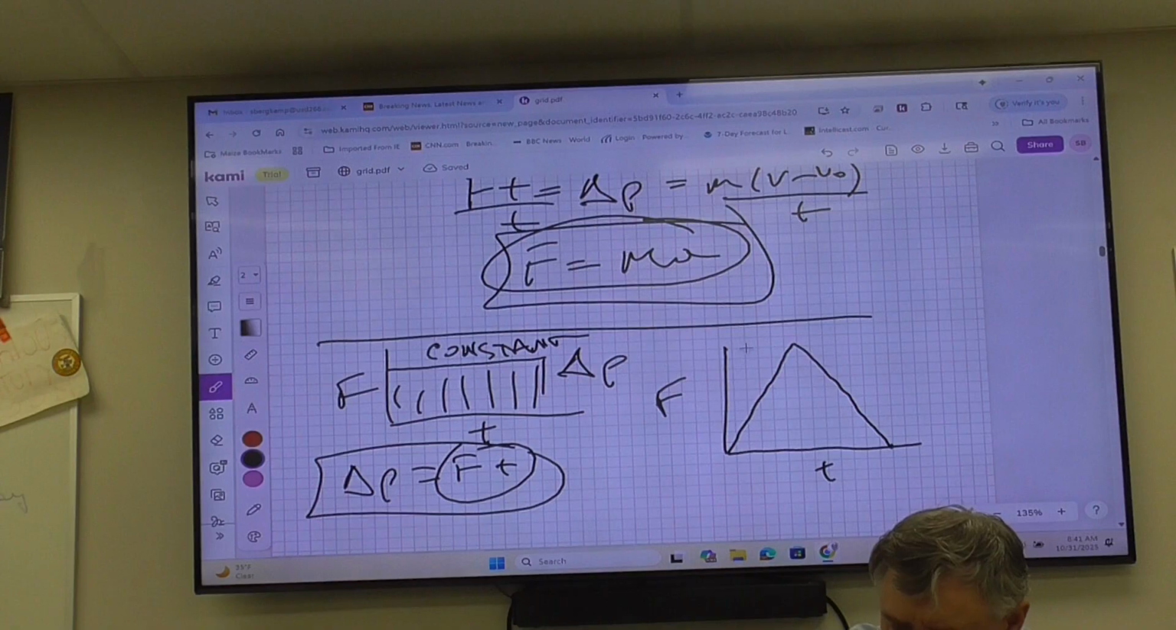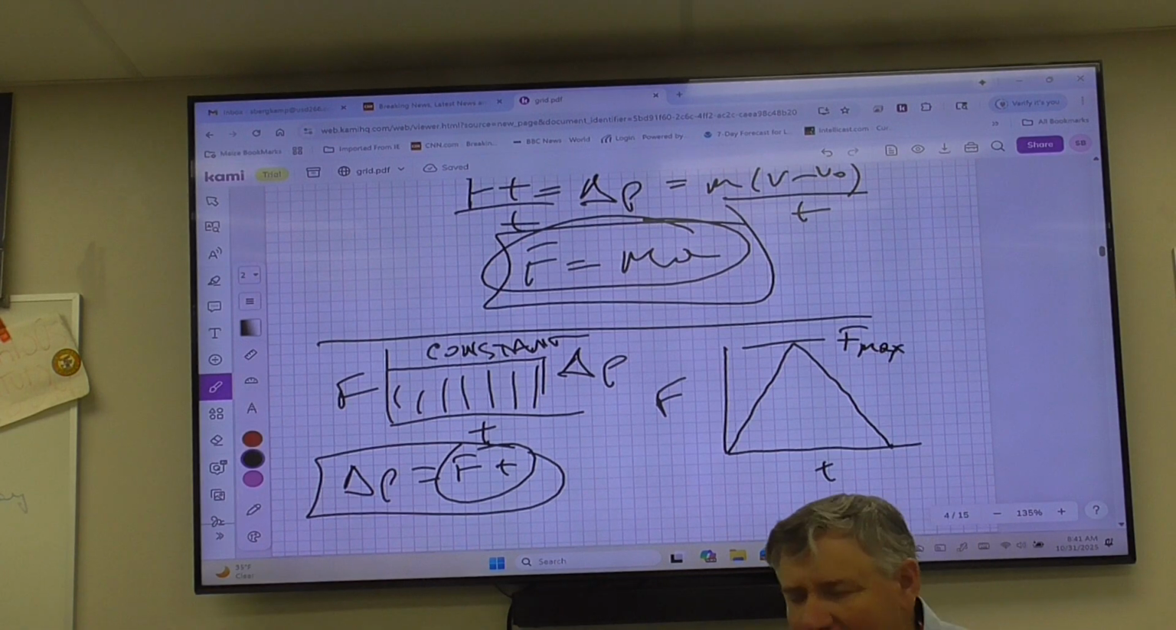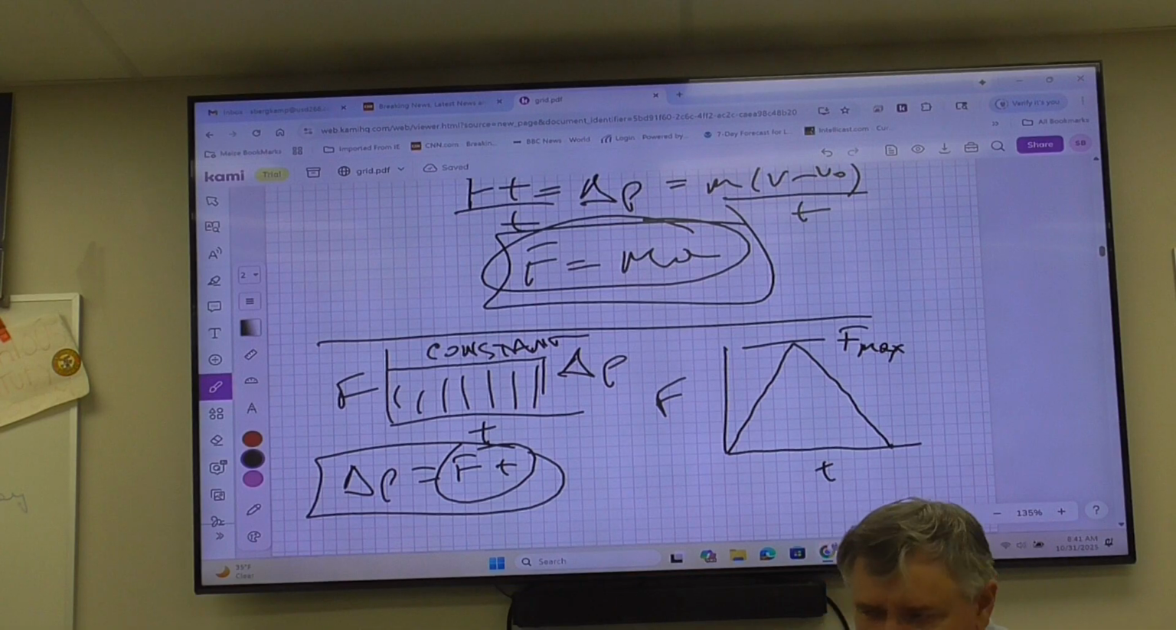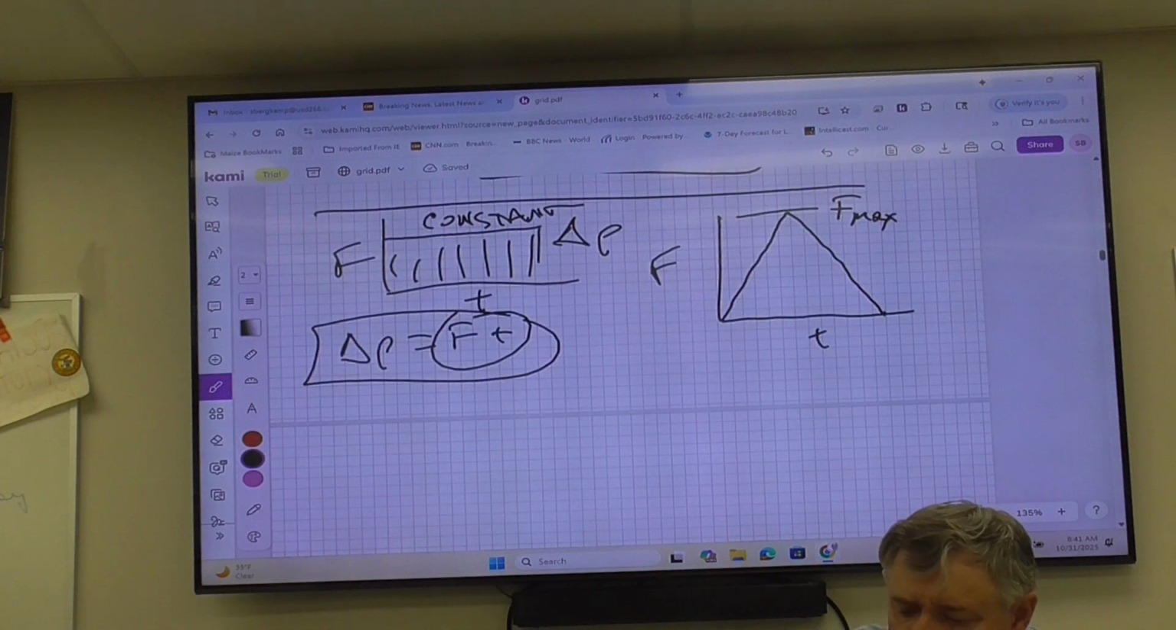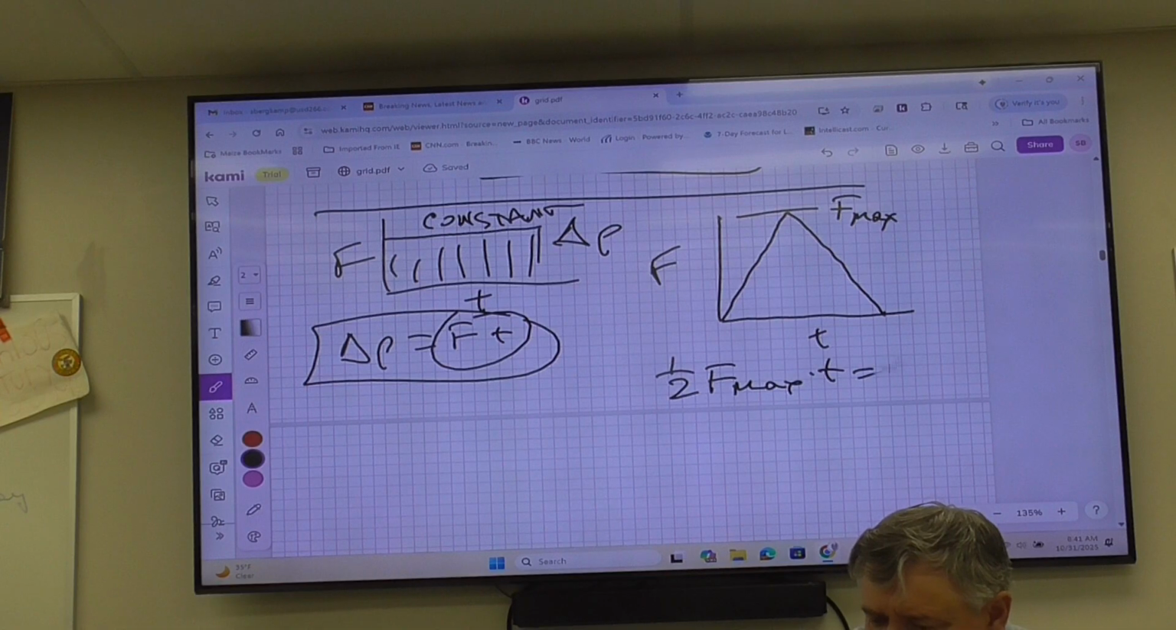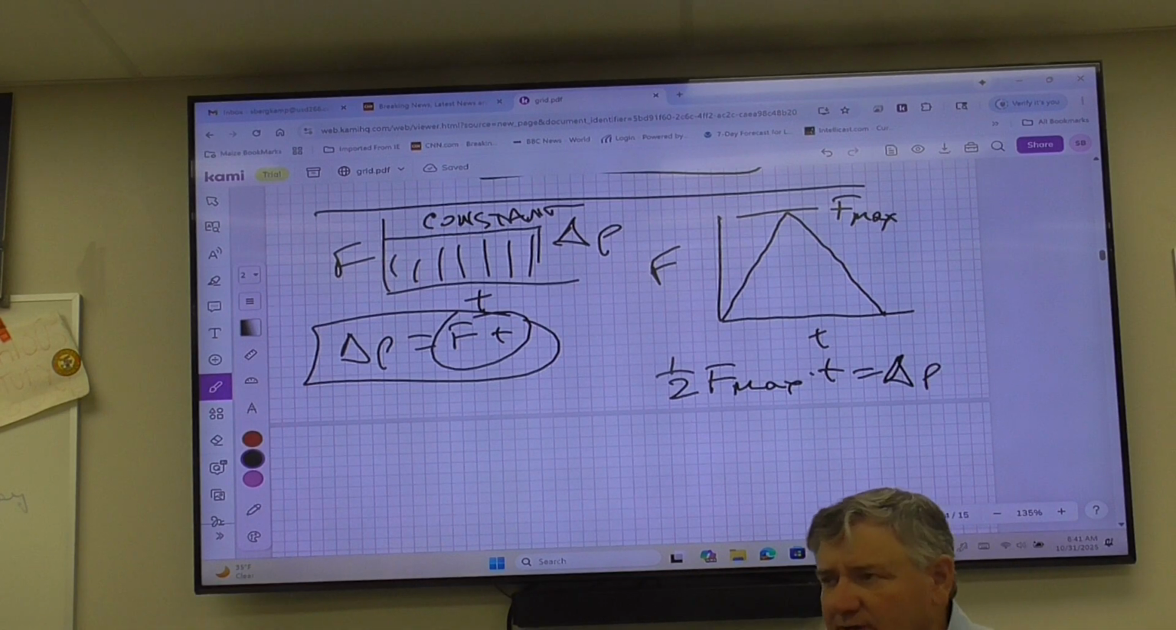So this one, in terms of F, what we'll call F max, that's the maximum amount of force that's going to be exerted on the ball. How do you find the area of a triangle? 1/2 base times height. So this one, the area is still the same. So that would be 1/2 F max times time equals the change in momentum.